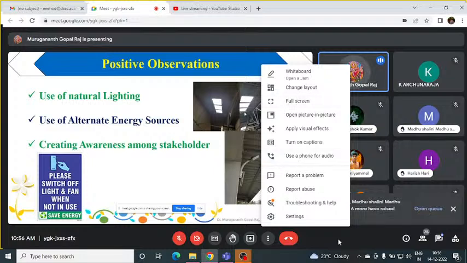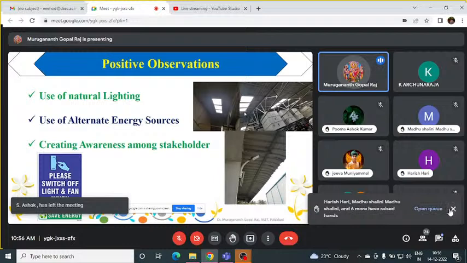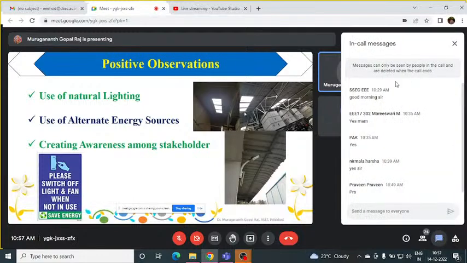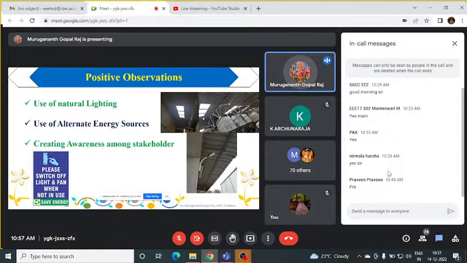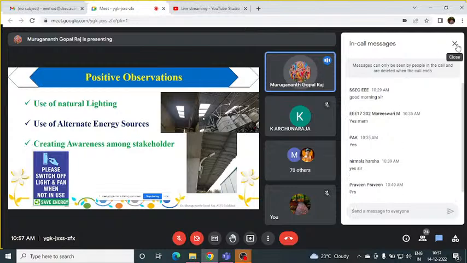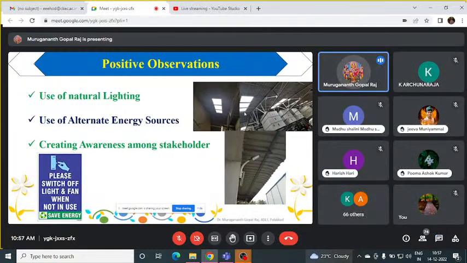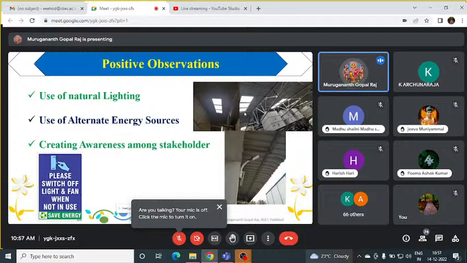Suppose if anybody is doing it, mention it as a positive observation. Then the second one is use of alternate energy sources. Nowadays you can see people are fixing the portico lights, the car shed lights, everything with solar lamps. So if they are using any alternate energy source, or if a geyser is replaced by a solar water heater system, then that is also a positive observation. So identify such alternate energy sources.